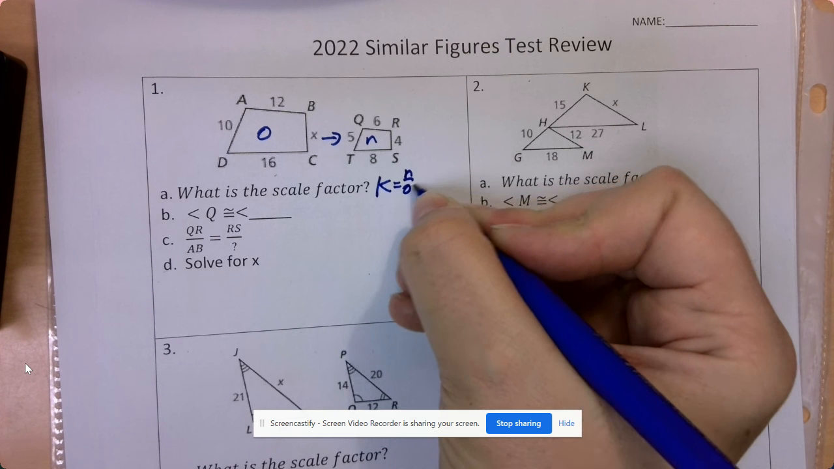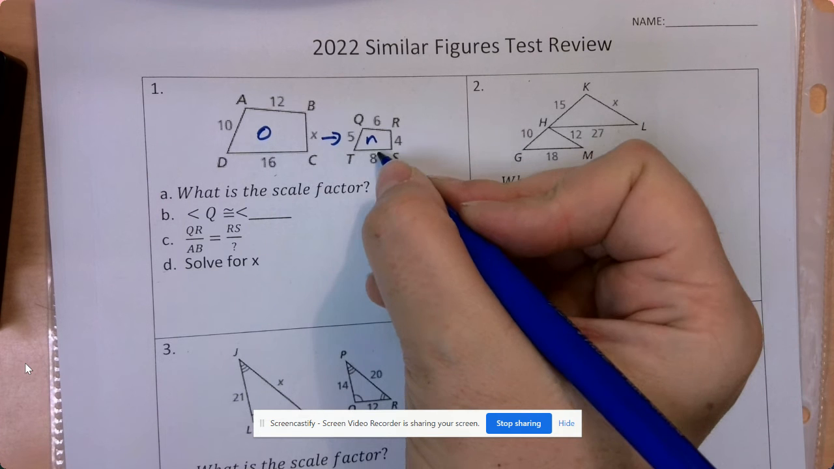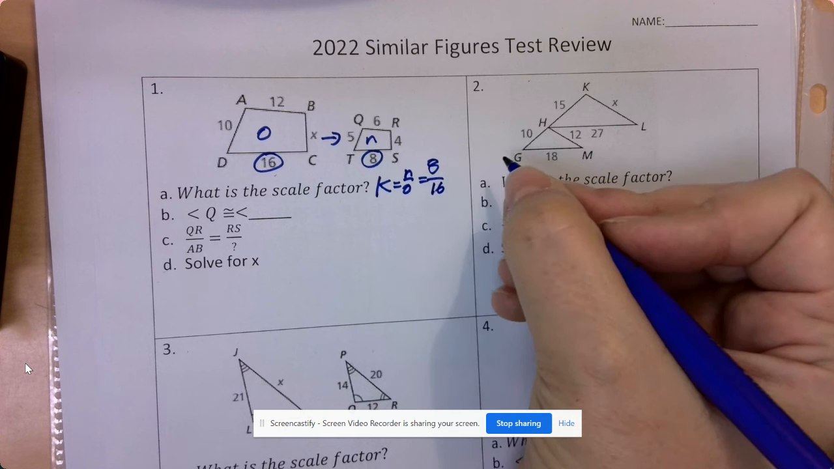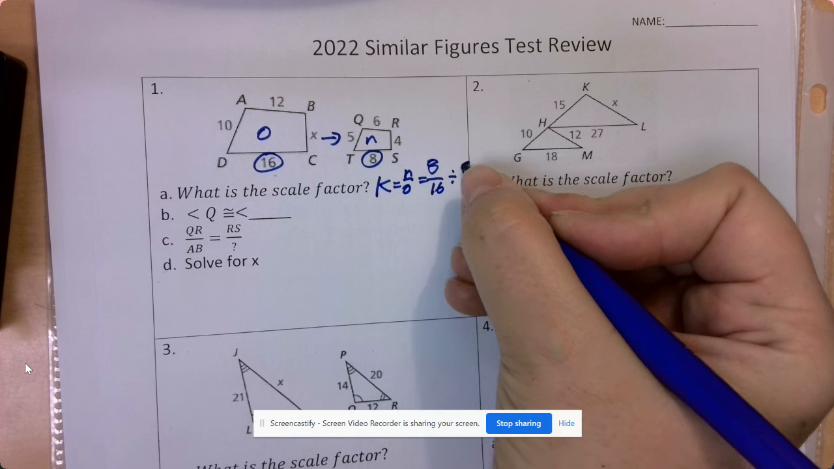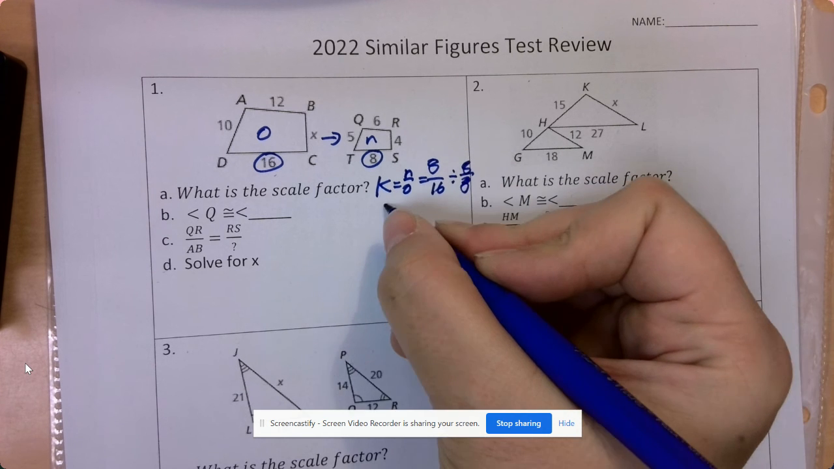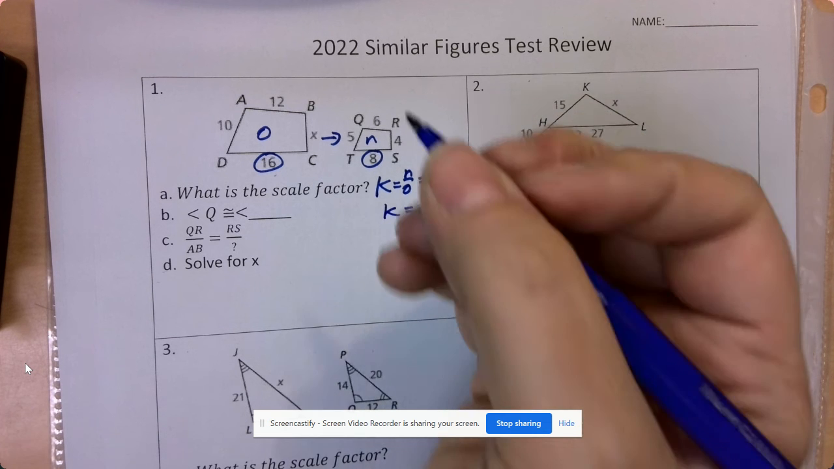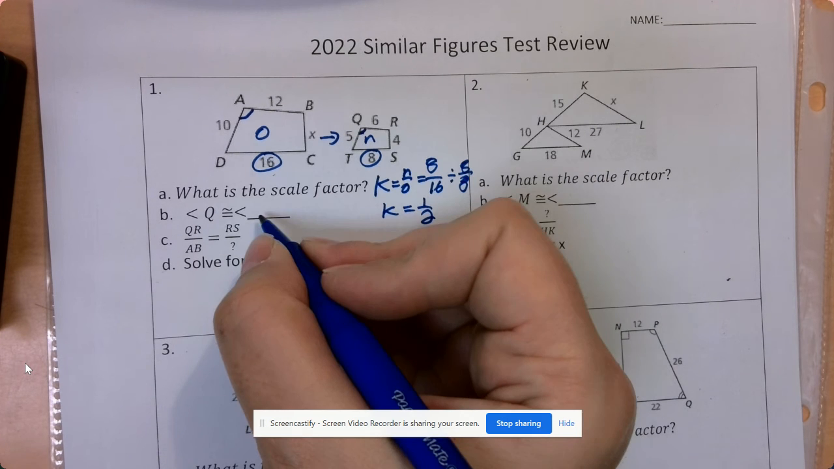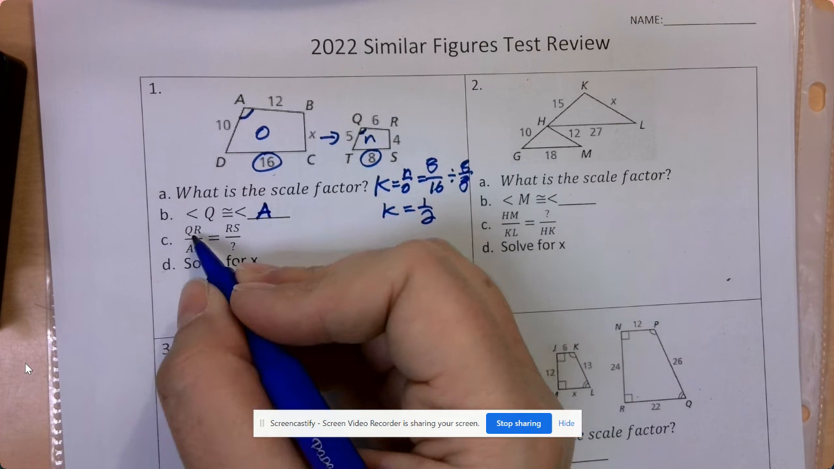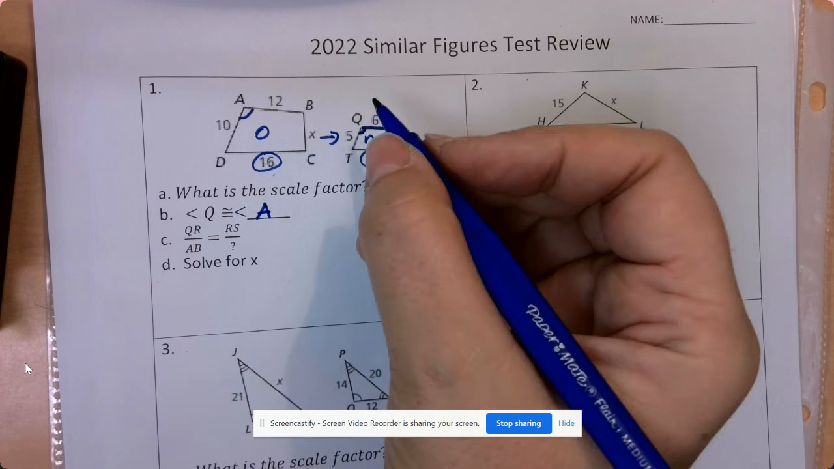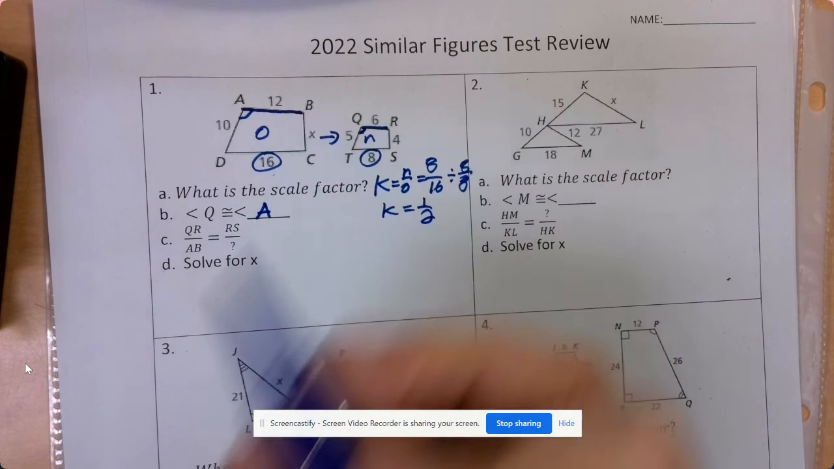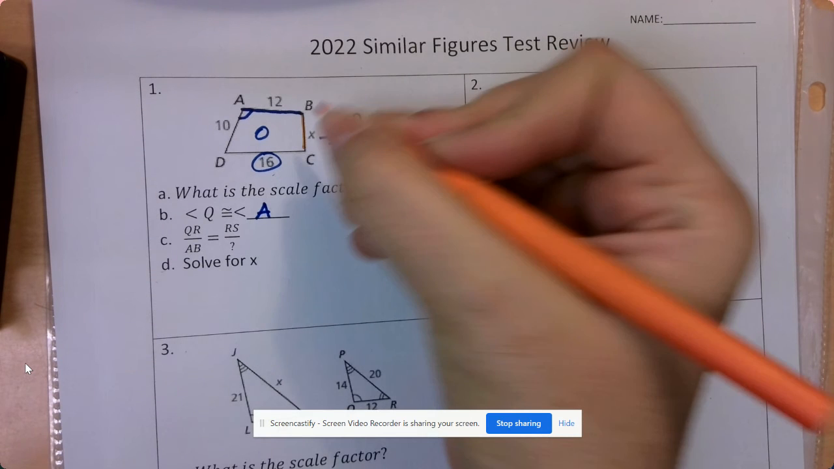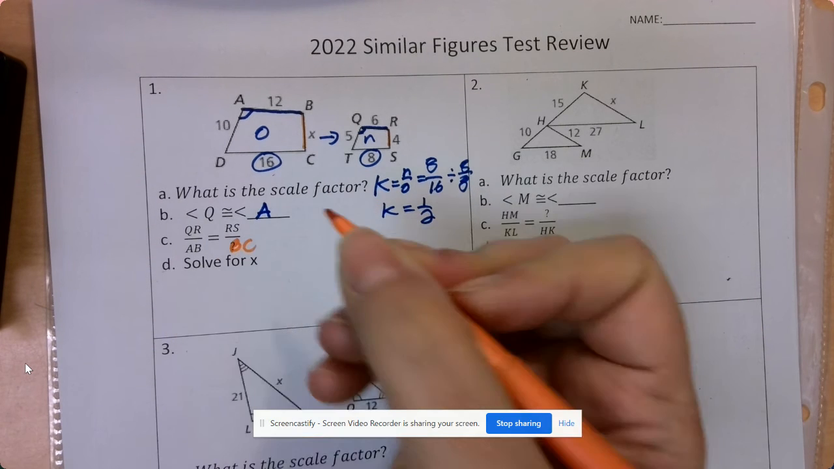And I can pick any side, so I'm just going to do the base. So 8 over 16, everybody, which I can divide both of them by 8, and we get the scale factor would be 1/2. Okay, so Q right here is going to be congruent to angle A. QR, so that would be this one, is proportional to AB. And then they said RS is proportional to BC. Okay, so that side right there, BC.